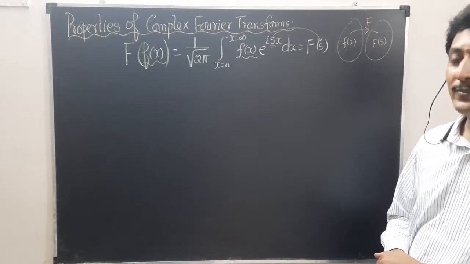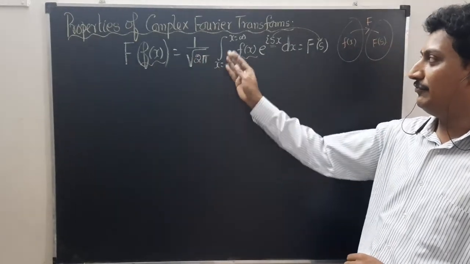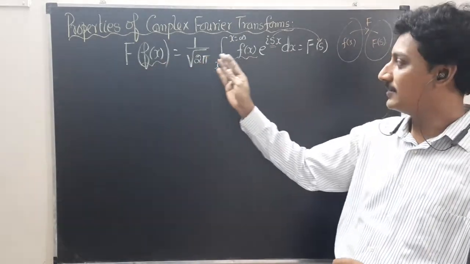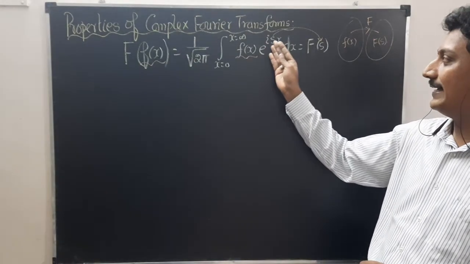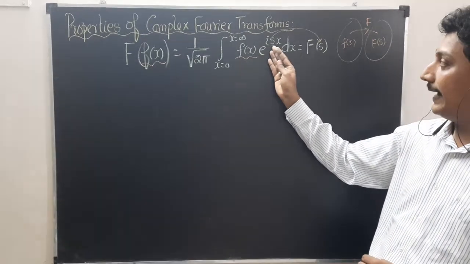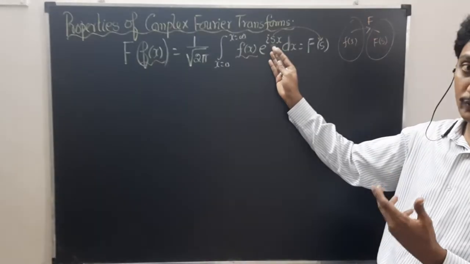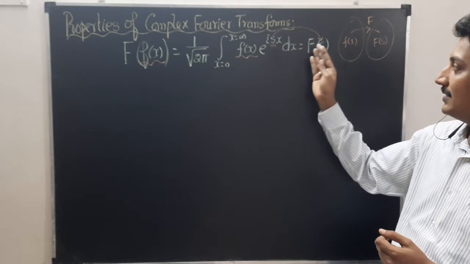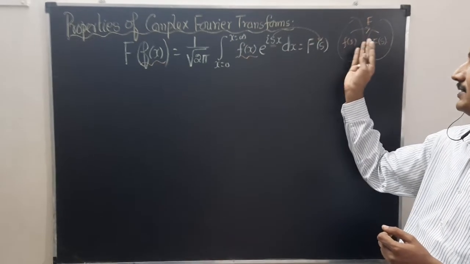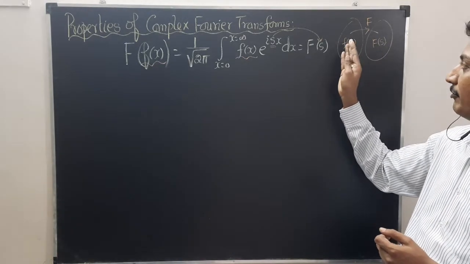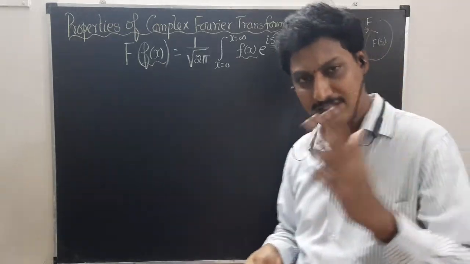The complex Fourier transform of f of x, which is the given input, is 1 by root 2 pi, integral x equal to 0 to infinity of f of x times the kernel of the complex Fourier transform, e to the power i s x. i is a complex number, and s is the parameter, a real parameter, the output variable. That's why the output is f of s, because after integrating with respect to x, the output is f of s. See that diagram? The input is f of x, the outcome is f of s under the Fourier transform. Now, the first property.